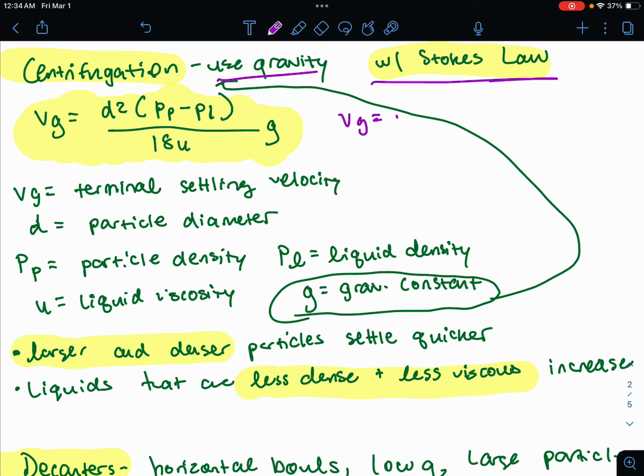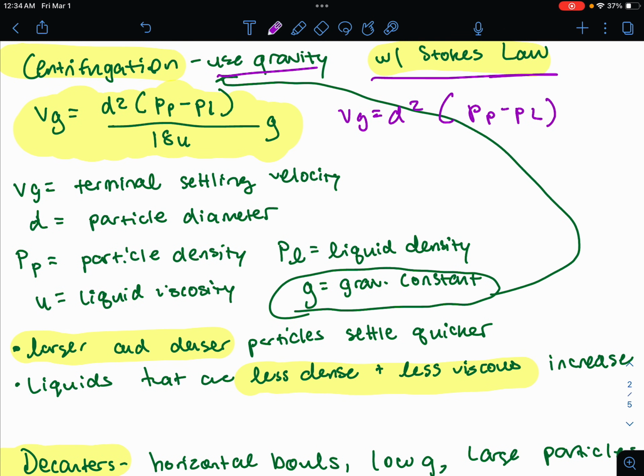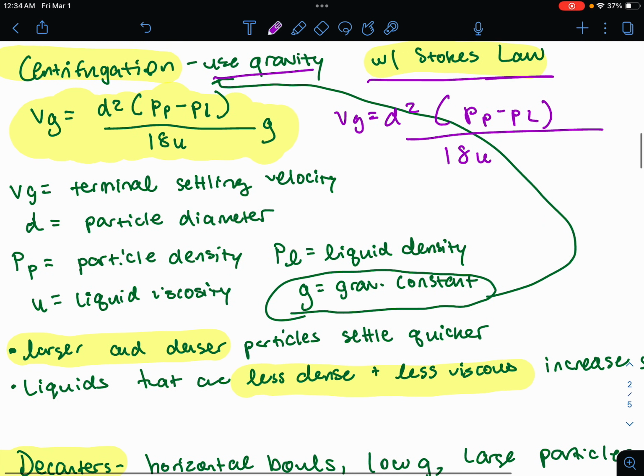Vg equals d squared times (ρp minus ρl), over 18 μ times g. The g there is the gravitational constant. Vg out in front of the equation is the terminal settling velocity. d is going to be the particle diameter. Remember, it's d squared.